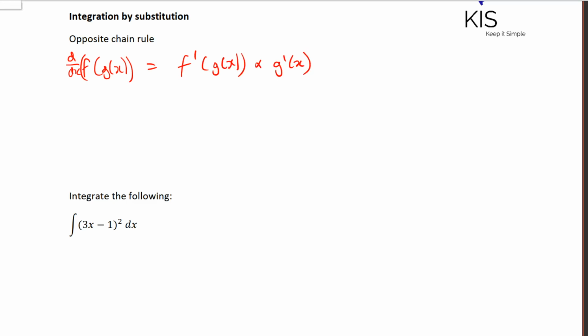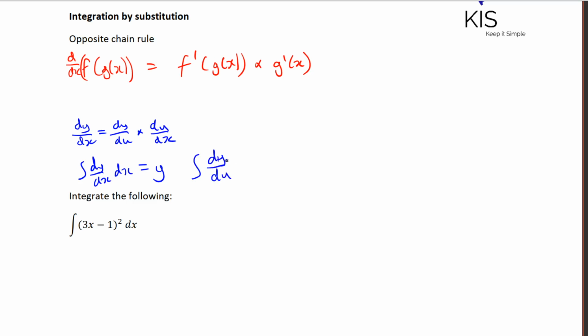And then another way of writing it is dy/dx equals dy/du times du/dx. Okay, and we use the chain rule, but in reverse when we're doing integration by substitution. So I know that if I integrate dy/dx with respect to x, I'll get y. But then it also means I can integrate y with respect to u times du over dx, and that should also give me y, right?